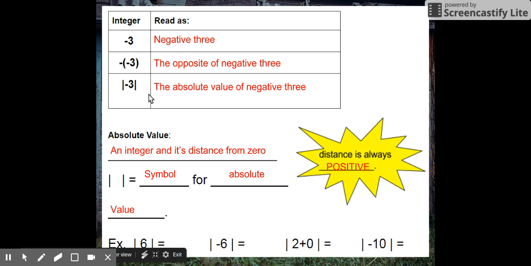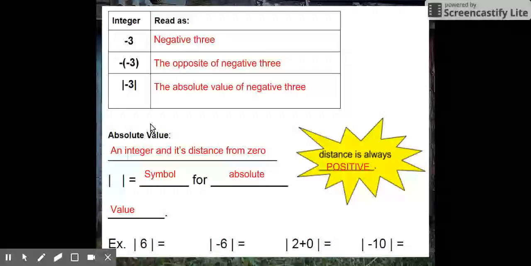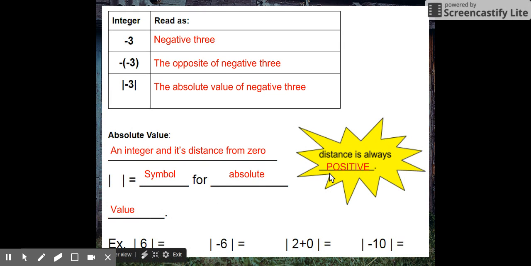And then whenever you see the two things that look like L's or like jail cell walls, that's the absolute value symbol. And the way that I was taught to remember this is that whenever you see the absolute value symbol, that means that the number is in jail. And then whenever it gets out of jail, it's always free because absolute value is always a positive number. And that's what this definition says. It's an integer and its distance from 0.